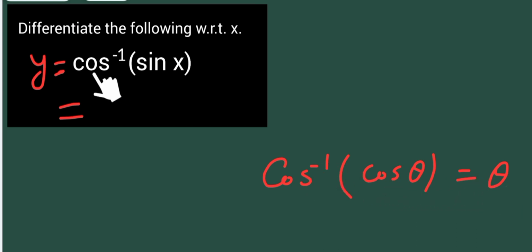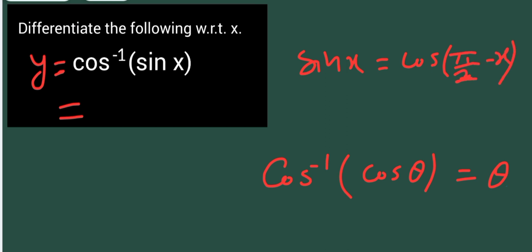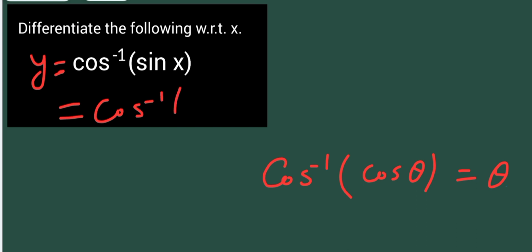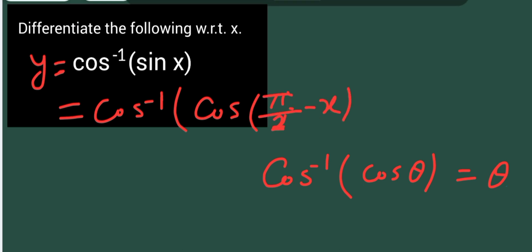Okay, so this is already cos inverse. Can I convert this sin x into cos form? We will say yes, we can. How? Because sin x we can write as cos 90 minus x. 90 minus x means pi upon 2 minus x. So sin x I can write as cos pi upon 2 minus x, because we know cos 90 minus x is sin x. Okay, so using this we are going to solve. So this is nothing but cos inverse, and inside, sin x I can write as cos pi upon 2 minus x.